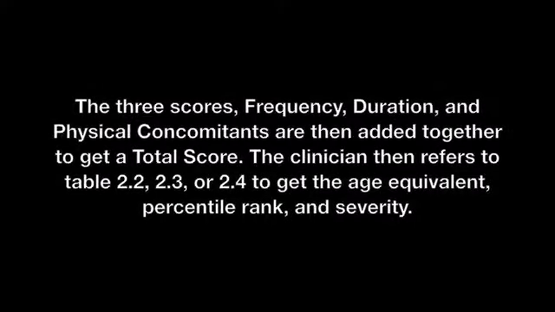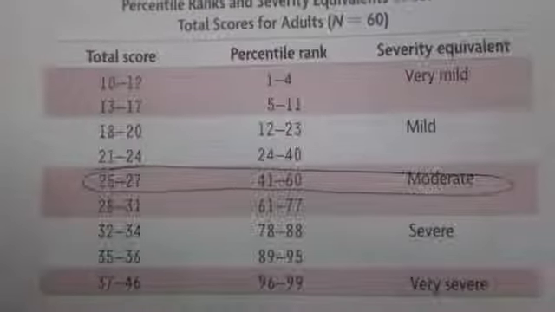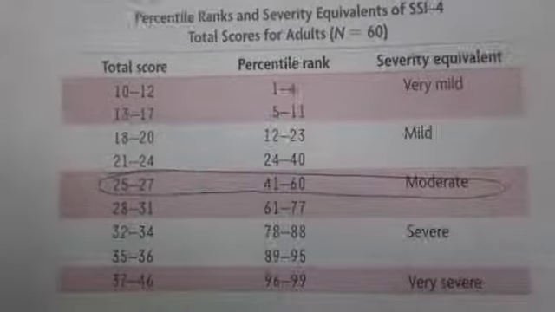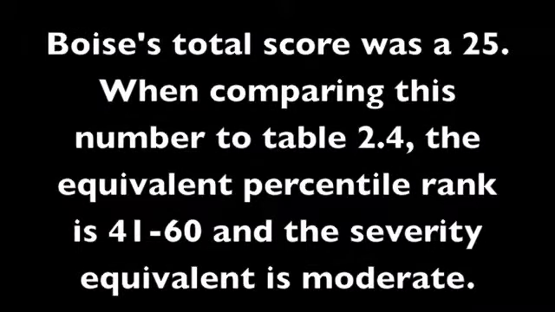The three scores, frequency, duration, and physical concomitants, are then added together to get a total score. The clinician then refers to table 2.2, 2.3, or 2.4 to get the age equivalent, percentile rank, and severity. Boise's total score was a 25. When comparing this number to table 2.4, the equivalent percentile rank is 41 to 60, and the severity equivalent is moderate.